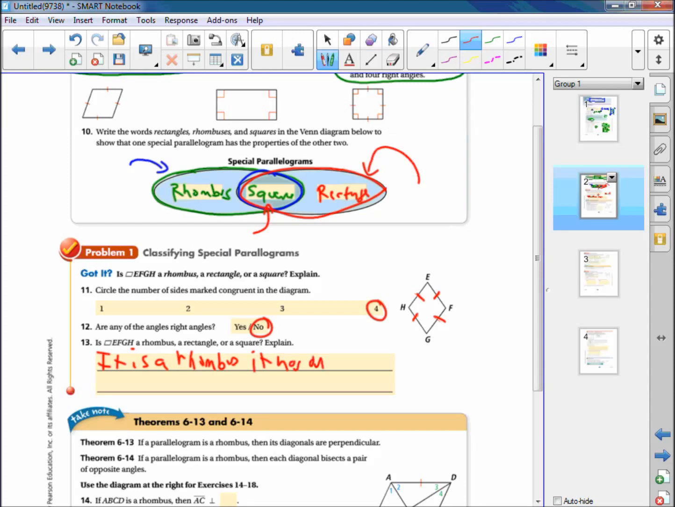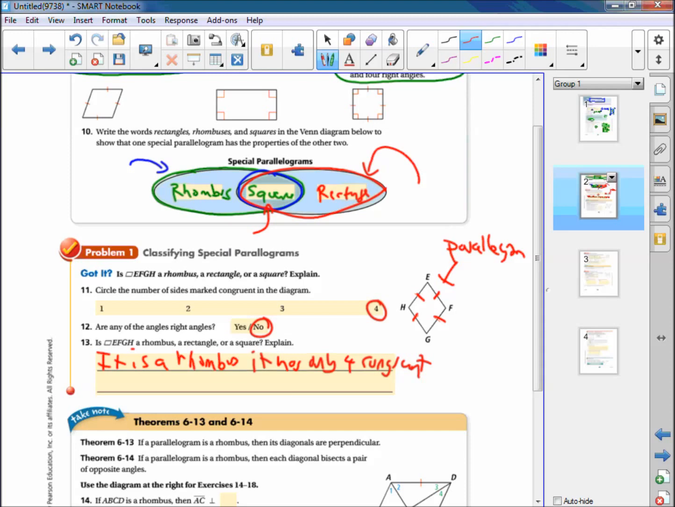It has only 4 congruent sides. Now you might say, well, it might not even be a rhombus because it could not be a parallelogram. But remember, it is a parallelogram because its opposite sides are congruent. That's one way to prove a shape is a parallelogram. So this shape is definitely a parallelogram, and it's a special parallelogram.